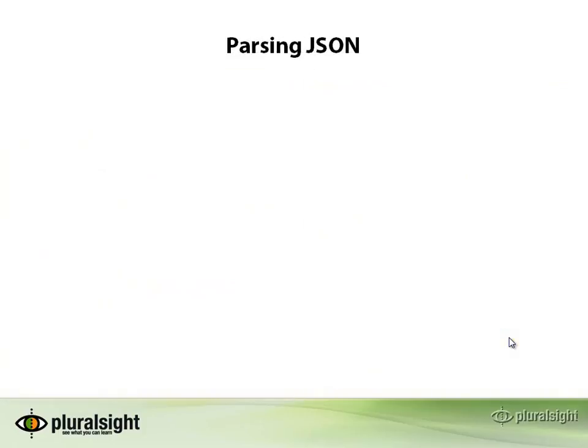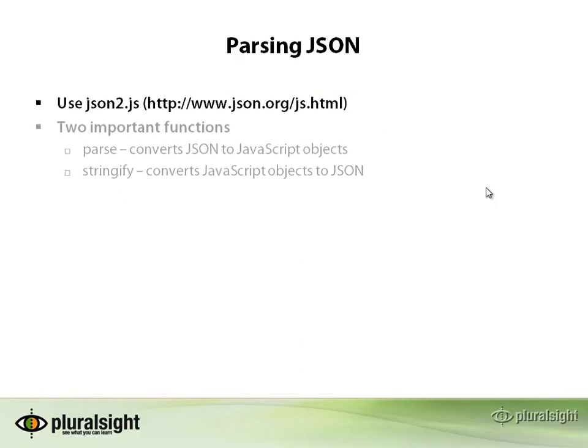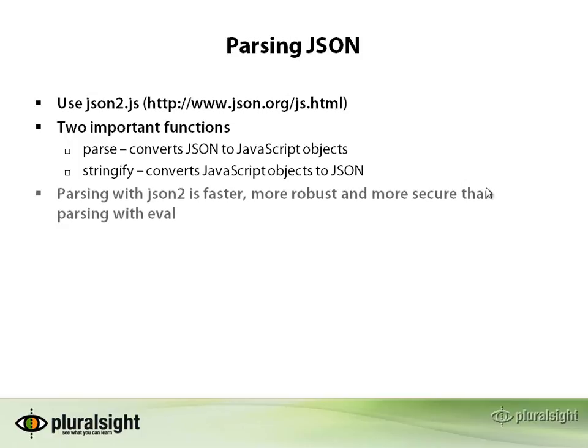To parse JSON, the best way is to use JSON2, which is a JavaScript library written in JavaScript. It has two important functions. The parse function, which converts JSON to JavaScript objects, and the stringify function, which serializes JavaScript objects to JSON. The alternative way to parse JSON is simply to read it with the eval function. But JSON2 is preferable because it's faster, it's more robust, and it's more secure than parsing with eval.